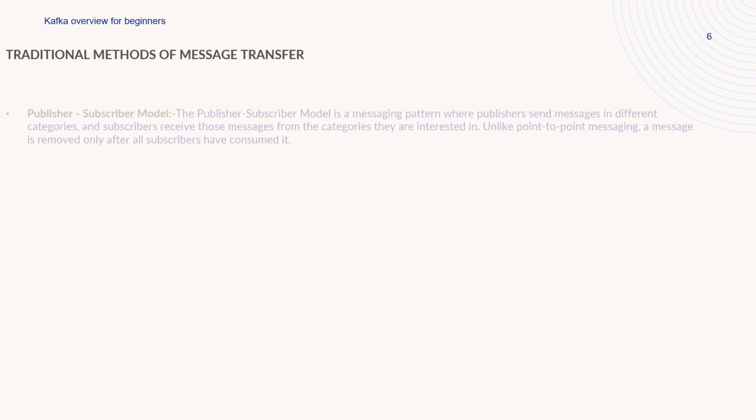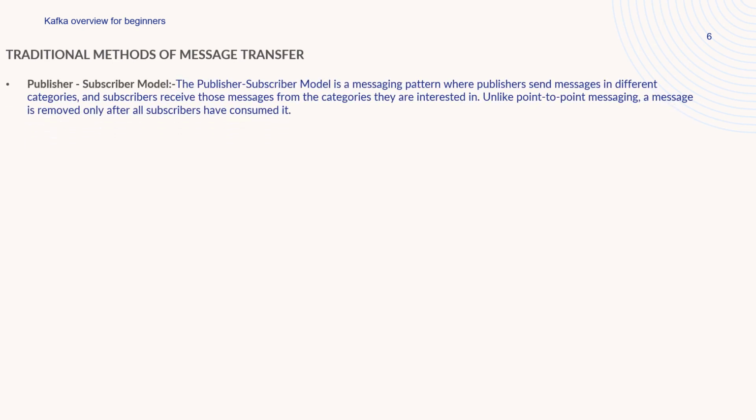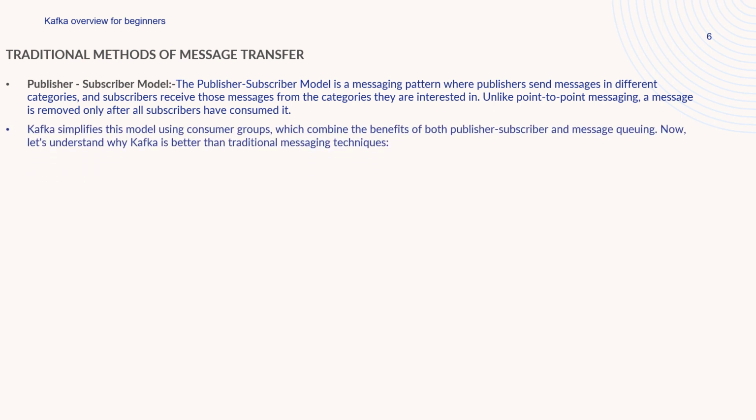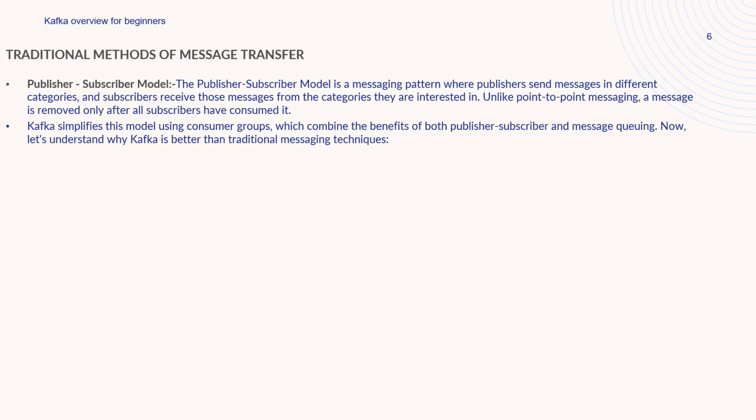That is the traditional message transfer. Another one is the publisher-subscriber model. The publisher-subscriber model is a messaging pattern where publishers send messages to different categories and subscribers receive those messages from the categories they are interested in. Unlike point-to-point messaging, a message is removed only after all subscribers have consumed it. Kafka simplified this model using consumer groups, which combine the benefits of both publishers and subscribers and the messaging queue.